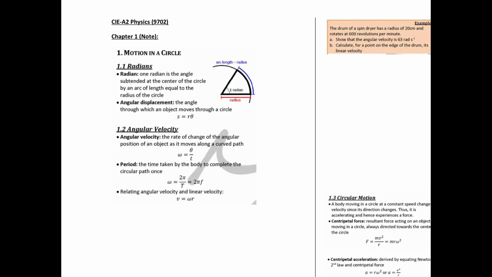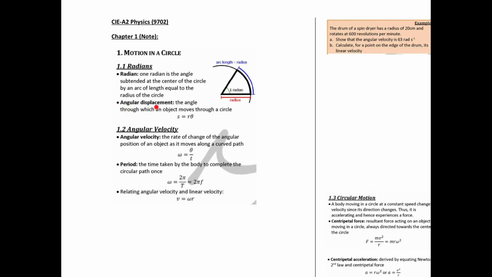That is the angle part. So this angle, we call it theta. So the angle in radian, we call it theta. Okay, now let's look at the next point.